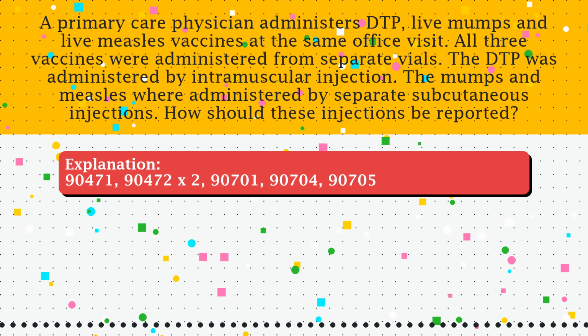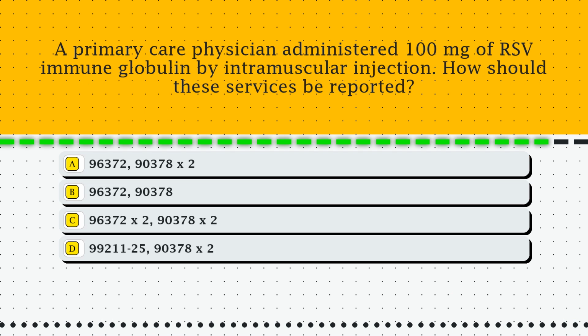Question 134. A primary care physician administered 100 mg of RSV immune globulin by intramuscular injection. How should these services be reported?